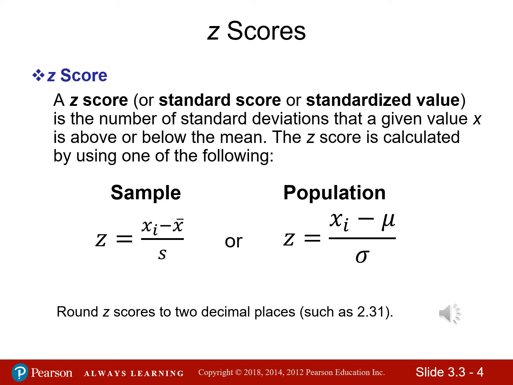When you round z-scores, you'll want to round them to 2 decimal places, such as 2.31. The round-off rule for the z-score is motivated by the format of the standard table in which z-scores are expressed with 2 decimal places, as in Table A-2 in the appendix of this textbook.